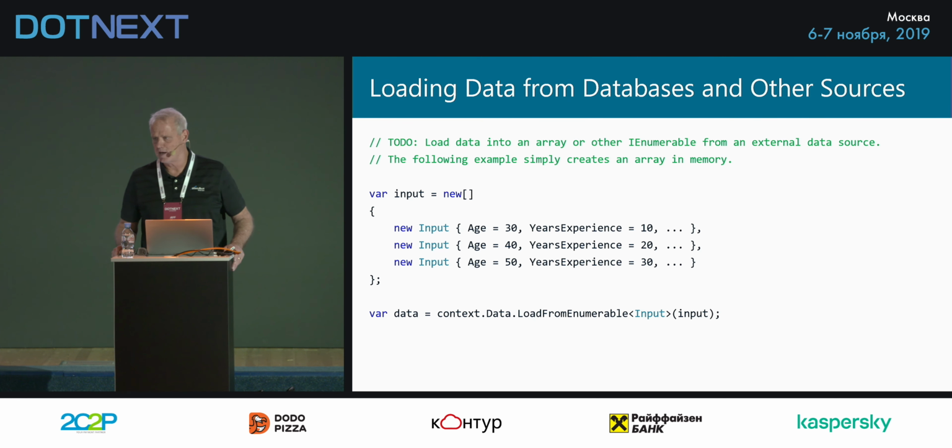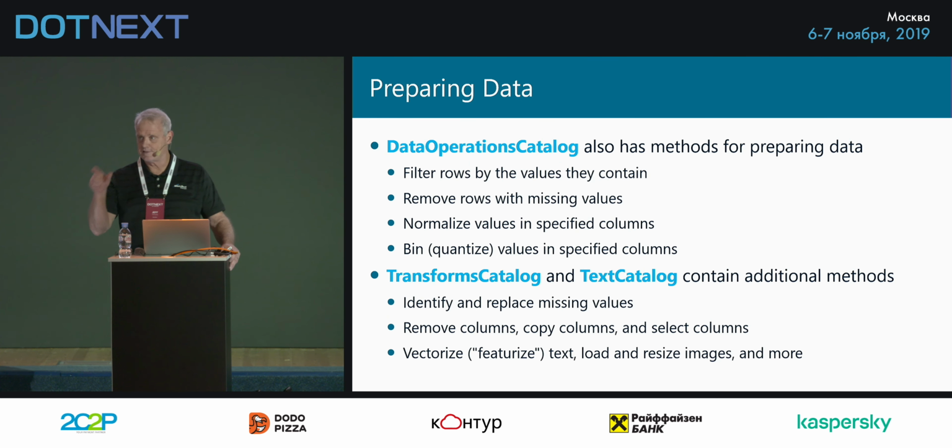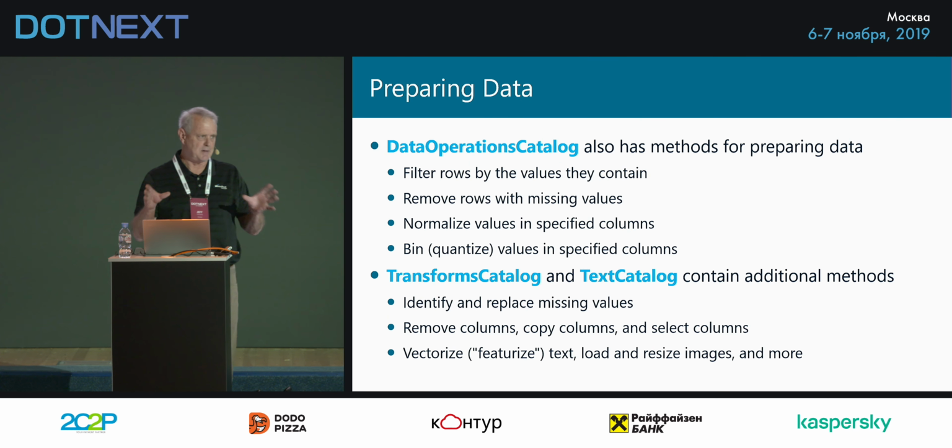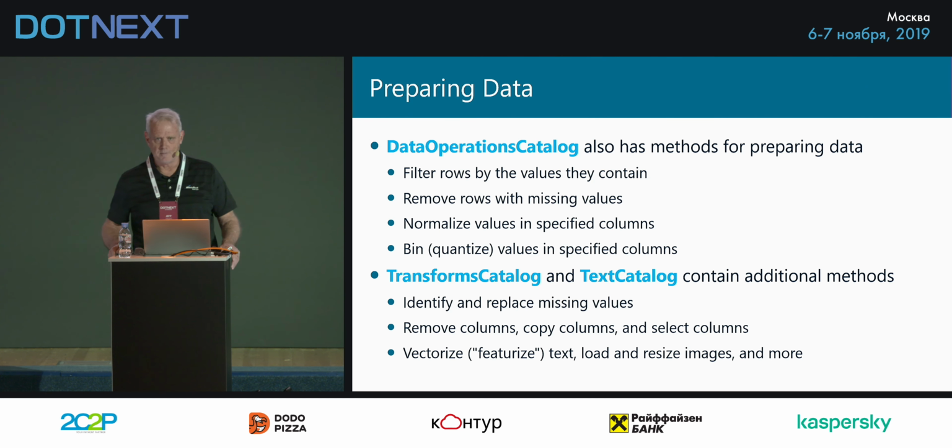Now, the contents of that IEnumerable may be something that you crafted up in memory, as I'm doing in the simple example, or it may be a million rows that you retrieve from a database query. Once you have it in an IEnumerable, you can then load it into a data frame using the loadFromEnumerable method. So in the various examples that we look at, you'll see me mostly loading the data from TSV and CSV files, but realize that you can load that data from anywhere.